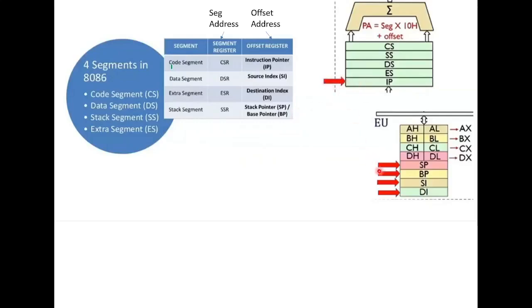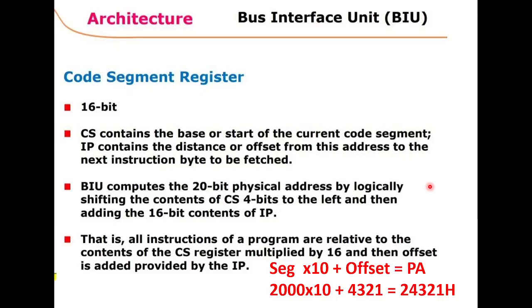Here the arrow marks indicate that these registers have the offset addresses. IP has the offset address for the code segment, and SP or BP has the offset address for the stack segment. SI has the offset address for the data segment, and DI has the offset address for the extra segment. So we'll see all these four segment registers briefly one by one. First one, the code segment register.